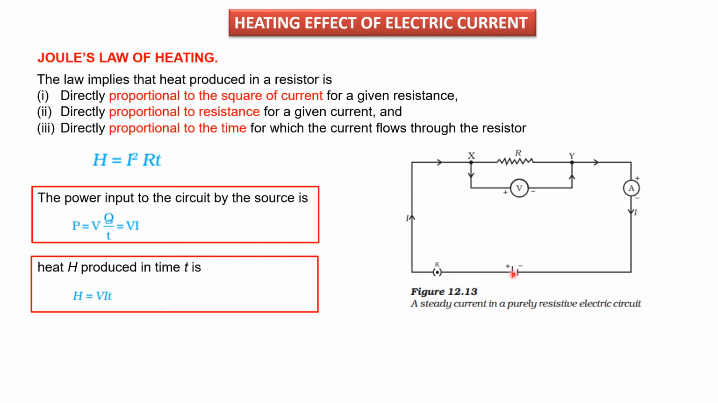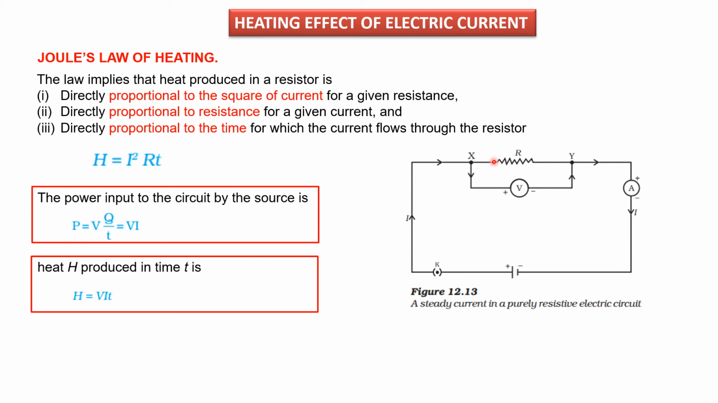See here, load is nothing but resistor. The current is going from the positive side and passes through the resistance and comes back through the ammeter to the negative side of the battery. Ammeter is connected in series and voltmeter is connected in parallel to the load. So whenever the current passes through the resistor, what is developed? Heat is developed. That means when current is passing, heat is developed. That is the meaning of heating effect of electric current.